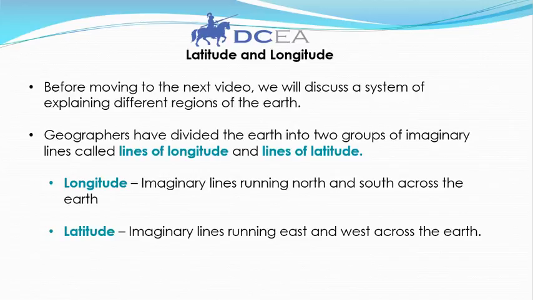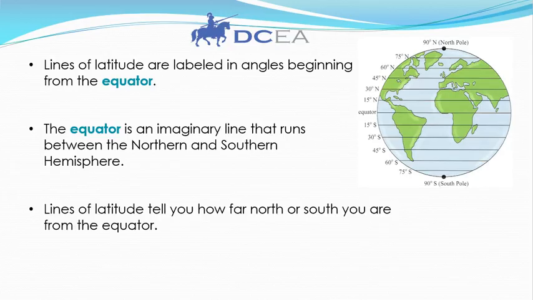So, latitude and longitude. Before moving to the next video, we're going to discuss a system of explaining different regions of the Earth. Geographers have divided the Earth into two groups of imaginary lines called lines of longitude and lines of latitude. Longitude are imaginary lines that run north and south across the Earth, and latitude are imaginary lines running east and west across the Earth. And here's an example of lines of latitude.